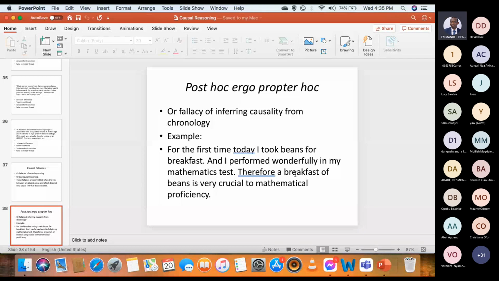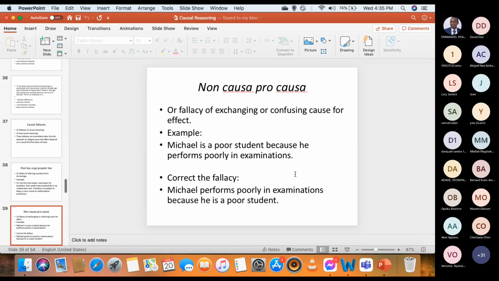So this argument is that because I'm taking beans for the first time in my breakfast, and I did very well in a mathematics test later that day, the beans must have had something to do with the mathematics performance. So just because something happened before something else doesn't mean it caused it. So that's a fallacy of post hoc ergo propter hoc.